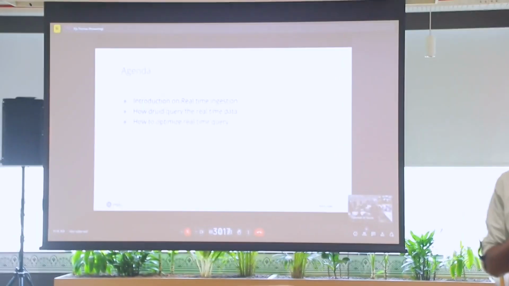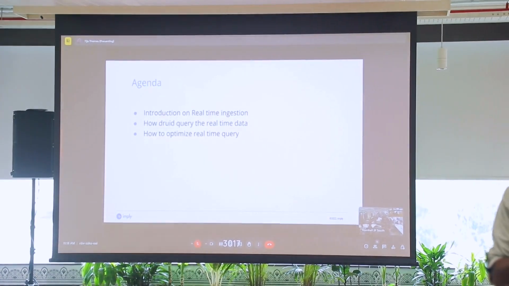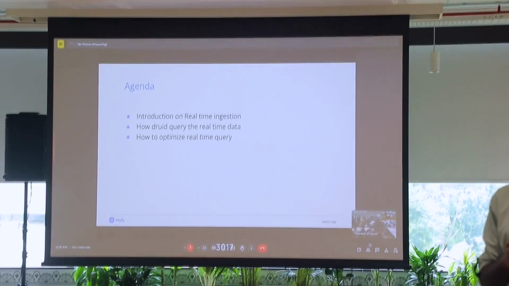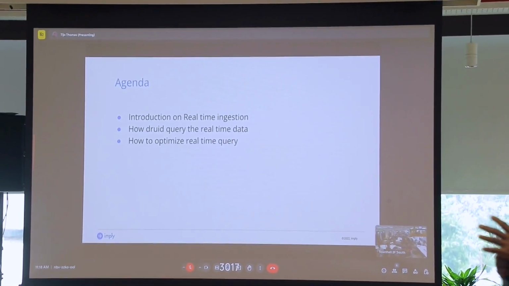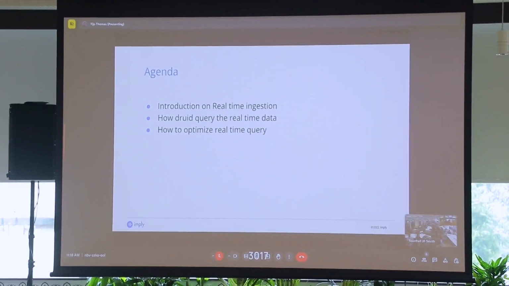Let's get started. My name is Tijo, lead solution architect at Imply. Let me skip this slide. I already have some of the answers, but in the interest of time I'm skipping this. Today's agenda: we'll have an introduction to real-time ingestion, how Druid queries the real-time data, and how to optimize the real-time query. These are the main 3 agenda items for today. And I believe I have 45 minutes, right? Let's try to wrap it up.